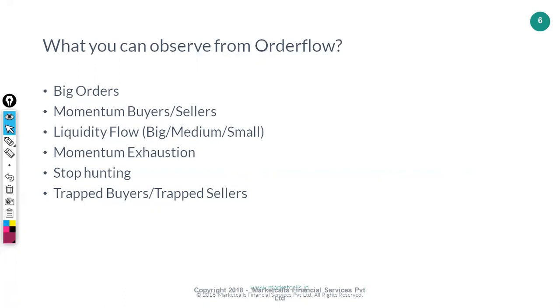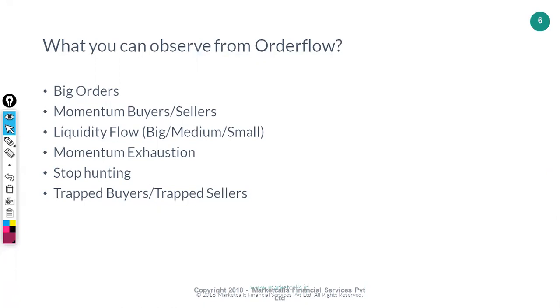Right, and you can also spot where the momentum exhaustion is happening. There are a couple of momentum exhaustion setups, which are also part of your trading strategy here. We'll also look into stop hunting, where it happens, and how you are able to spot whether this is a stop hunt or not. How will you be able to say that? I'm going to show you a couple of examples of how stop hunting happens, and you can also see the trapped buyers and trapped sellers.